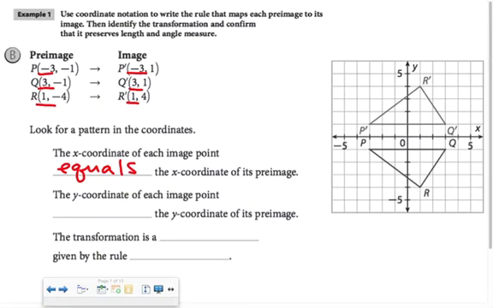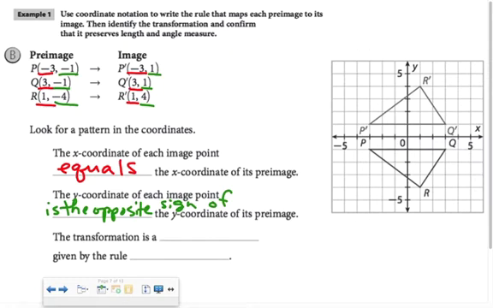Now let's look at the y-coordinates. What I'd hope that you'd notice is that they are opposites. So the y-coordinate of each image point is the opposite sign of the y-coordinate of its pre-image.